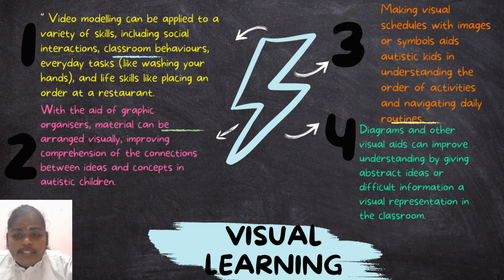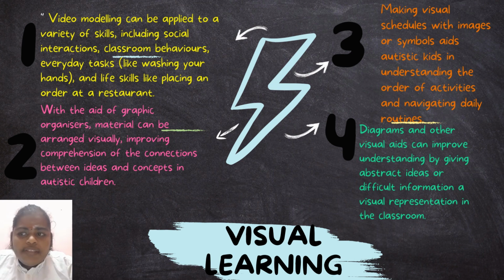Firstly, we're going to look at visual learning. Visual learning has four types. First we have video modeling, second is the aid of graphic organizers, and then we have visual schedules with images. Normally for teaching the children about the routines, we always use visual cues so that they can understand what they need to do next.